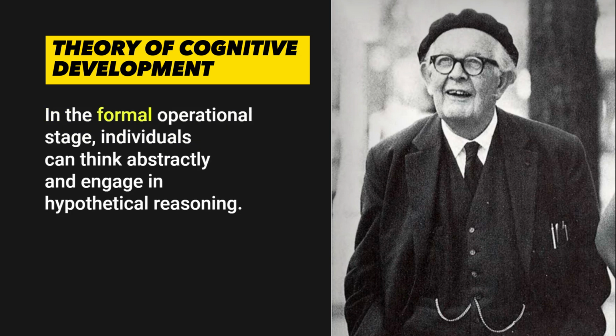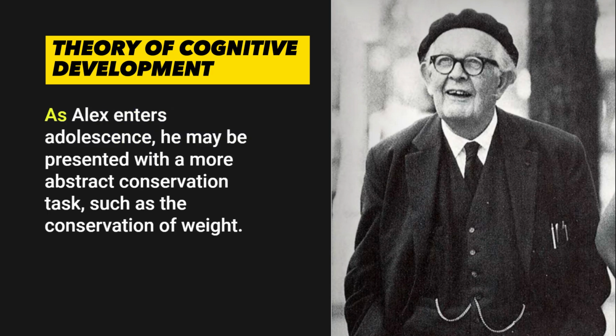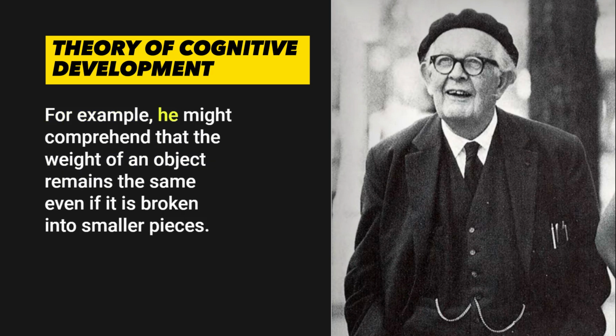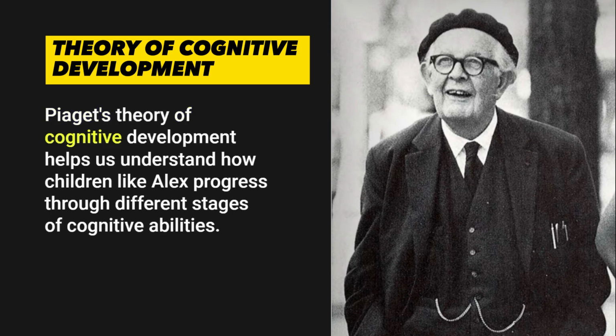4. Formal Operational Stage. In the formal operational stage, individuals can think abstractly and engage in hypothetical reasoning. Example with Alex. As Alex enters adolescence, he may be presented with a more abstract conservation task, such as the conservation of weight. He can now understand and reason about hypothetical scenarios. For example, he might comprehend that the weight of an object remains the same even if it is broken into smaller pieces.